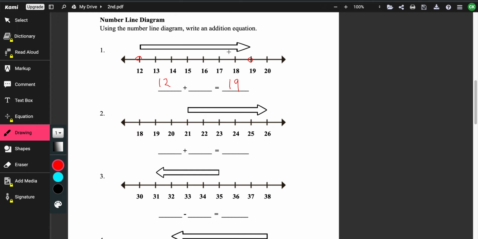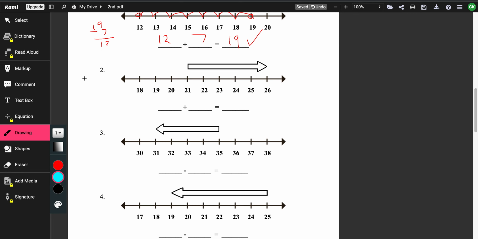Then we got to see how many steps we need to take to get to 19. So let's count. 1, 2, 3, 4, 5, 6, 7. So it took 7 steps to get to 19. We could also double check this by doing 19 minus 7, which gives us 12. So yes, it would be 12 plus 7 equals 19, which is correct.